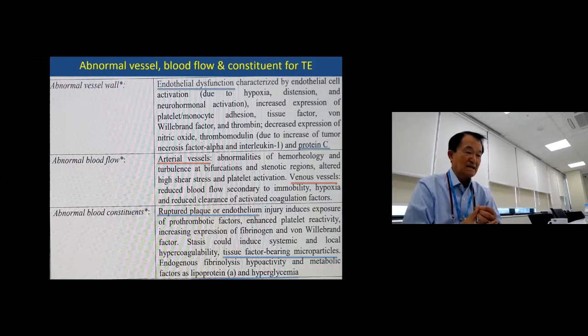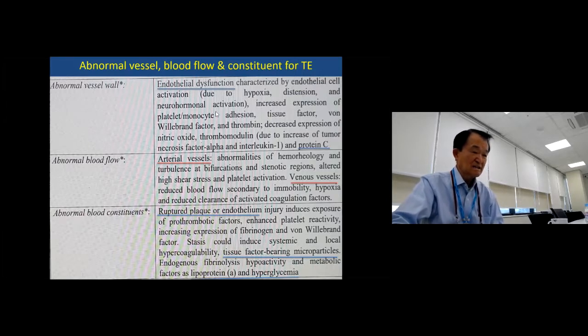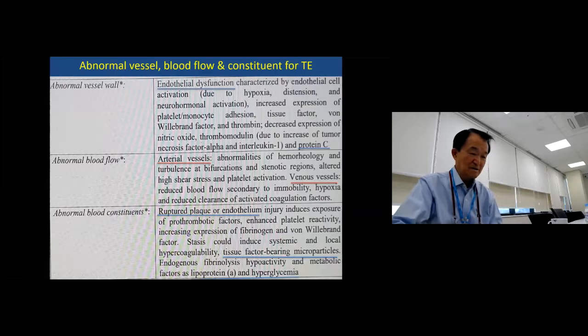And in venous stasis by immobilization, hypoxia, etc. And then rupture of the plaque induces prothrombotic factors. So enhanced platelet reactivity and certain tissue factor bearing microparticles.